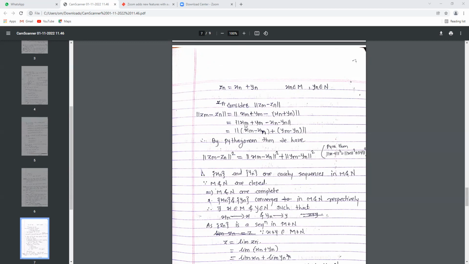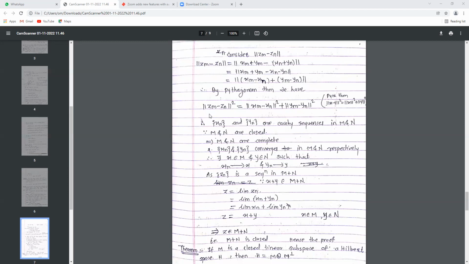So this is the same as the norm of xm minus xn. We have taken together the terms of x and again the terms of y. So it is the norm of xm minus xn plus the norm of ym minus yn. By the Pythagorean theorem, we know that the norm of x minus y squared is equal to the norm of x squared plus the norm of y squared. So the norm of Zm minus Zn squared is the same as the norm of xm minus xn squared, this is the first term, plus the norm of ym minus yn squared, this is the second term.